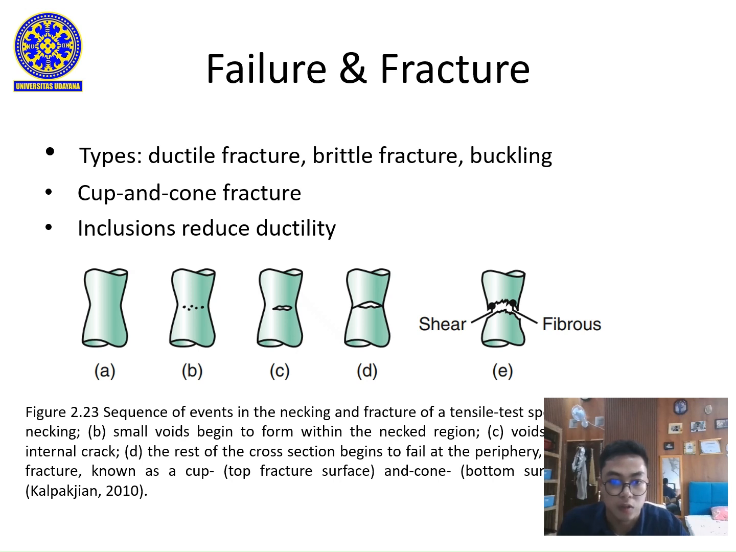Failure is a critical consideration in both manufacturing and service. Fracture can be ductile, brittle, or due to buckling. Ductile fracture usually begins with microvoids that grow and coalesce, leading to a cup and cone fracture as shown in figure 2.23. The presence of inclusions or impurities can accelerate this process. Understanding failure modes helps engineers select materials and processes more effectively.